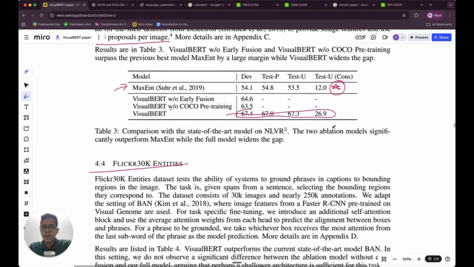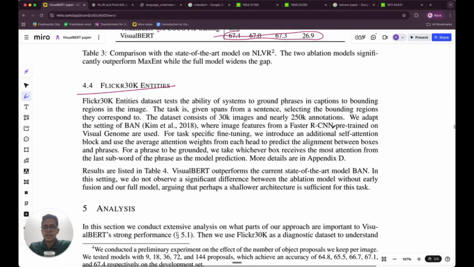Okay. Now Flickr30K Entities. The Flickr30K Entities dataset tests the ability of systems to ground phrases in captions to bounding regions in the image. So in the caption, there are a bunch of phrases, and those phrases are not connected with the whole image. Each is connected to one region in the image. The task is, given the spans from a sentence, to select the bounding regions they correspond to. The dataset consists of 30K images and nearly 250K annotations. We adapt the setting of BAN, where image features from a Faster RCNN pre-trained on Visual Genome are used.